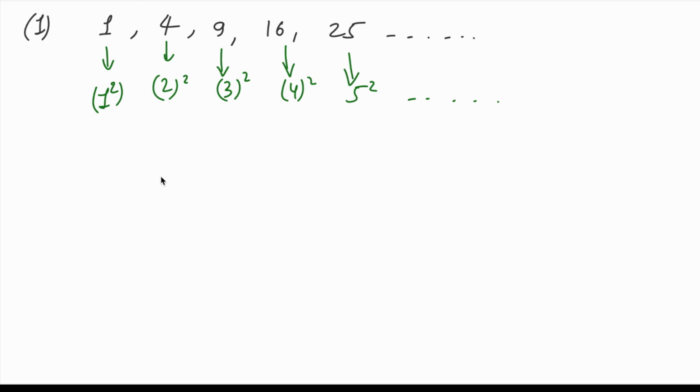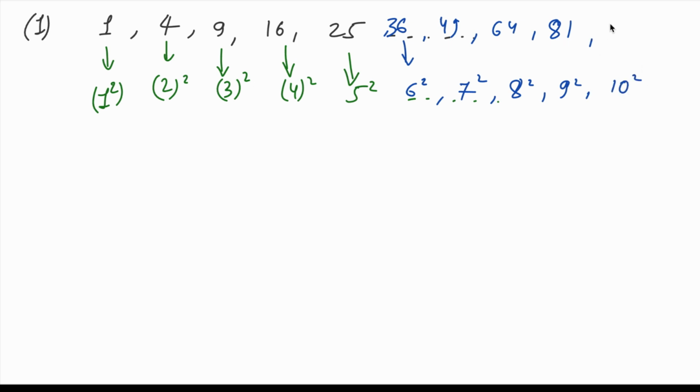So let's do it. So here the 6 will come. 6 square, sorry, not 6. This is 6 square, it means 36. Now here 7 will come. 7 square is 49. Then 8 will come, which is 64. Then 9 will come, which is 81. Then 10, which is 100. 11 square is 121.